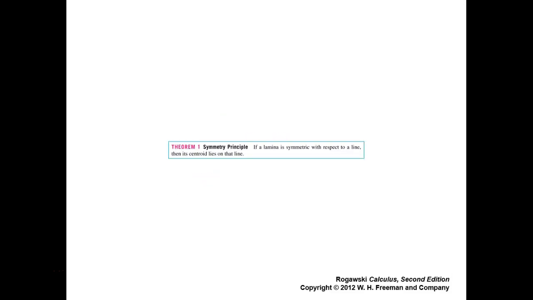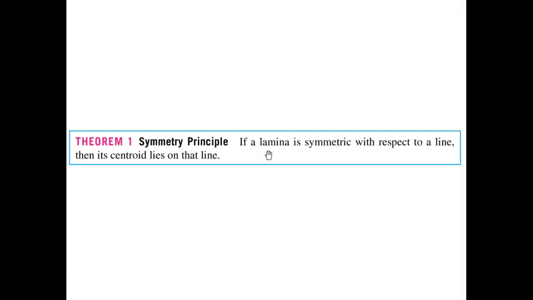So that leads to the symmetry principle, which can make life much nicer at times. If a lamina, remember, a lamina is a uniform plate, uniform density, is symmetric with respect to a line, any line, it doesn't have to be the y-axis or x-axis, but any line, then its centroid has to be on that line, without a doubt. And if you're dealing with a lamina, remember we don't have to say center of mass anymore. You can say centroid.